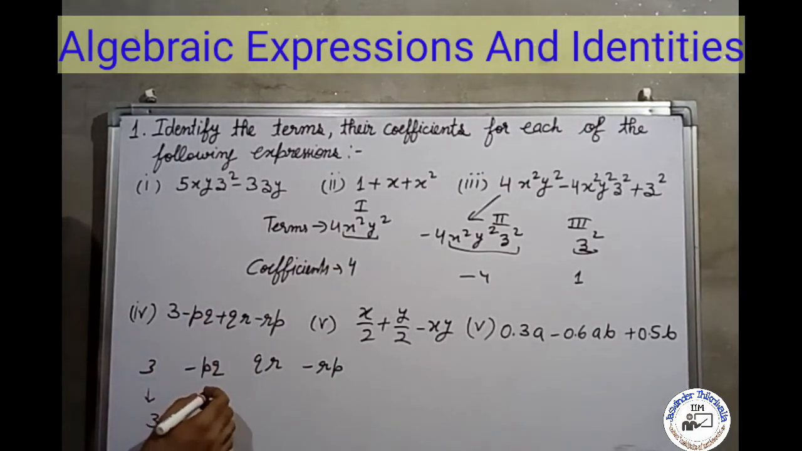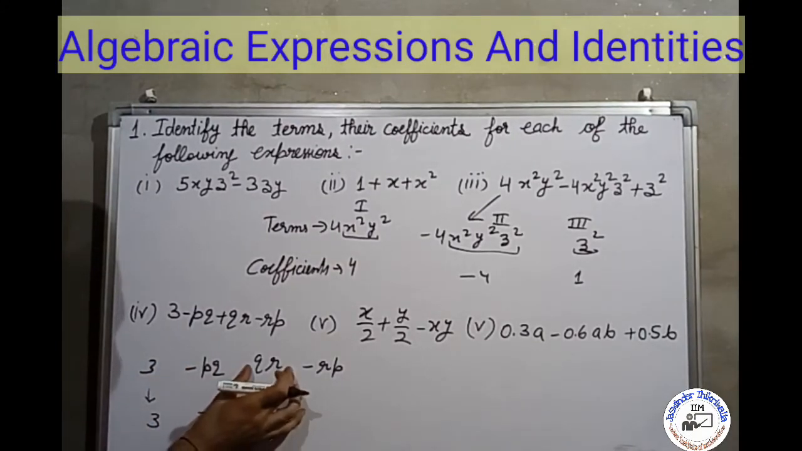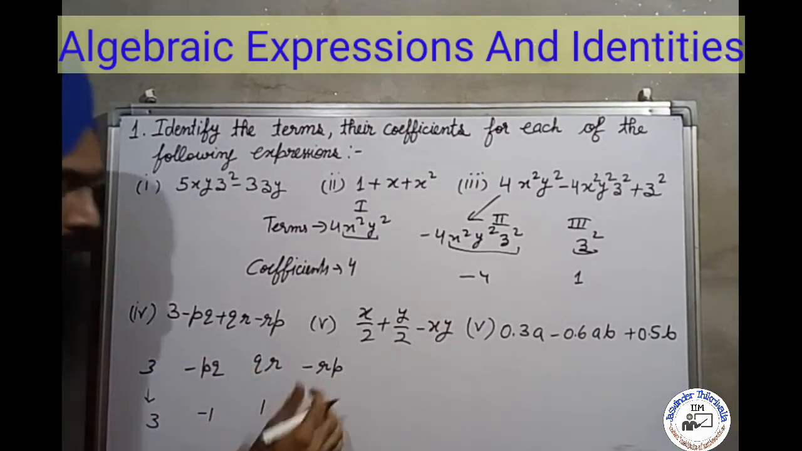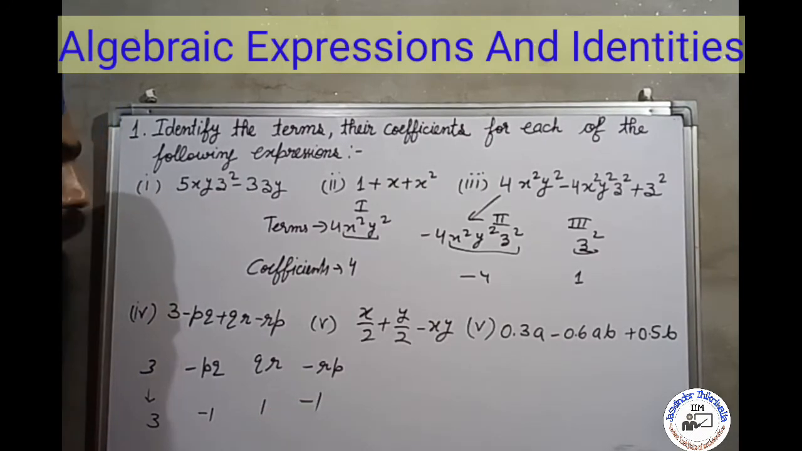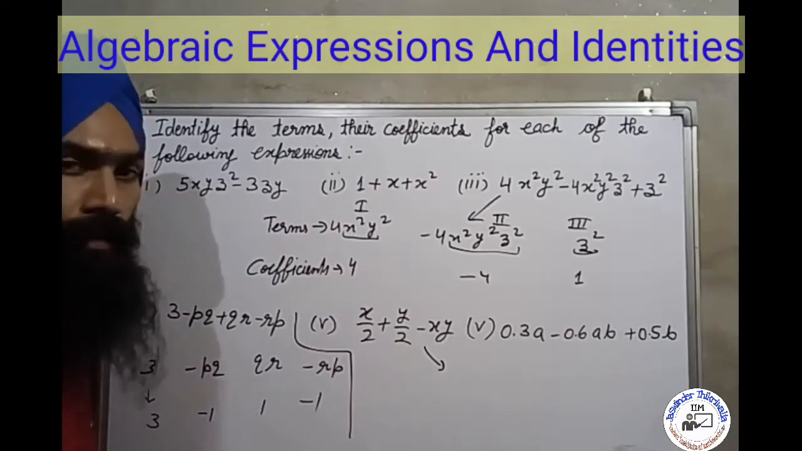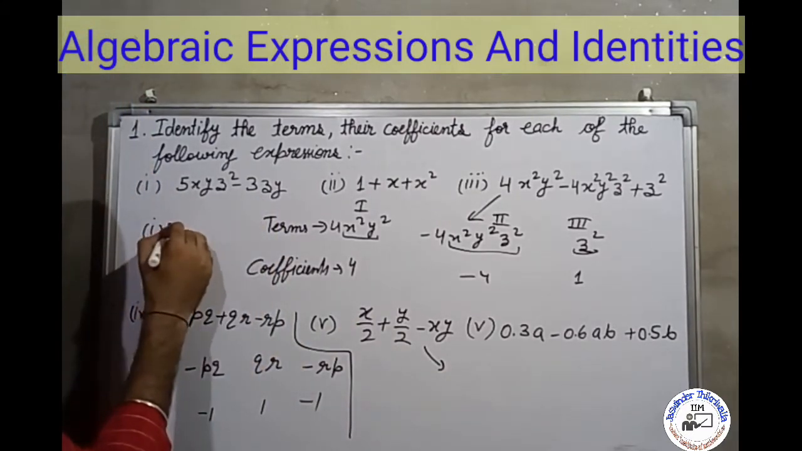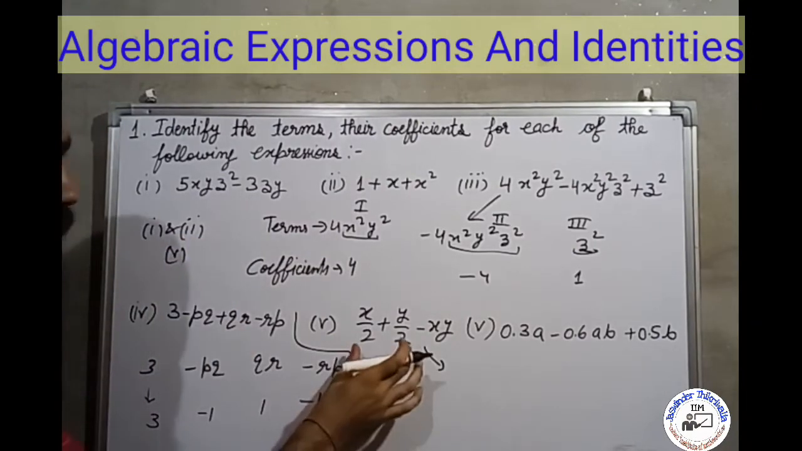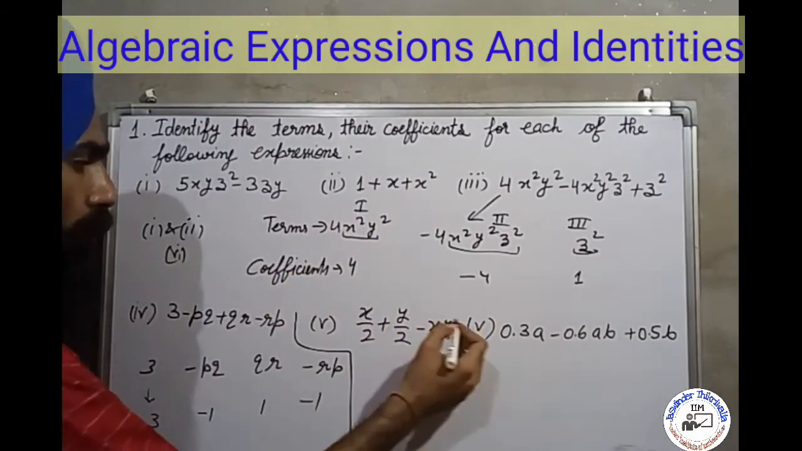What is the coefficient of PQ? Coefficient of PQ is minus 1. What is the coefficient of QR? 1 only. If there is no coefficient, that means 1. Okay. So here what is the coefficient of this? Minus 1. So now this question I am explaining to you. Fifth part. First and second are for you people. Fifth also for you people. Sixth also for you people.